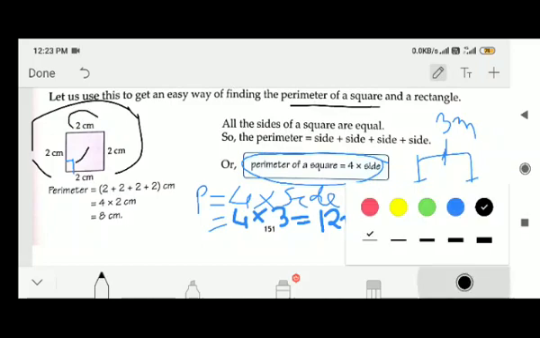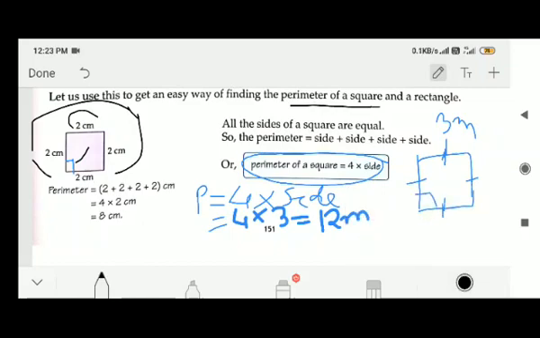So what is the basic formula for perimeter? Add all the sides. After adding all the sides, 2, 2, 2, 2, 4 twos are there. As 2 is added 4 times, I can write 4 into 2. Times means we have to multiply. So 4 into 2 is equal to 8 centimeter. So perimeter of a square equals 4 into side.